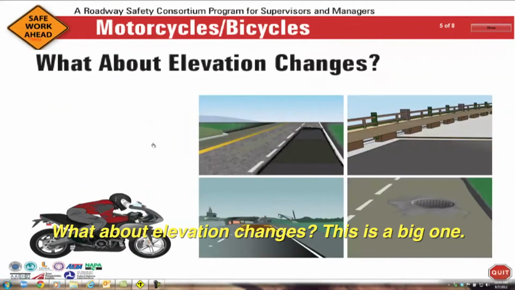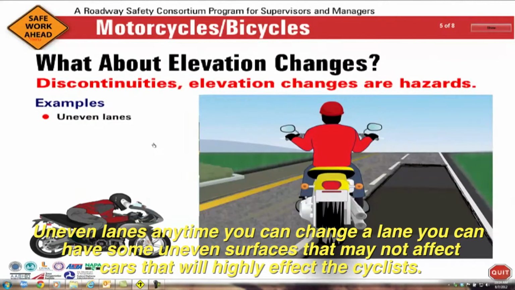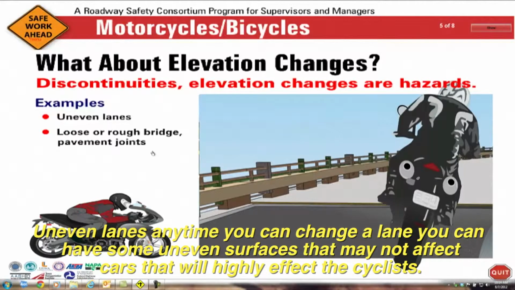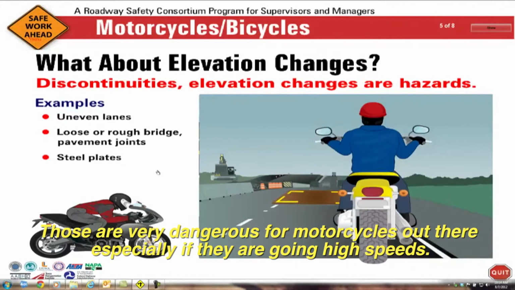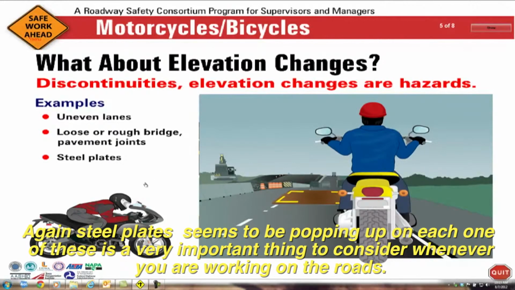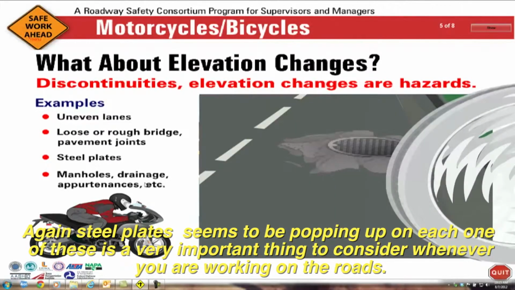What about elevation changes? This is a big one. Uneven lanes. Anytime you can change the lanes, you can have some uneven surfaces that may not affect cars but will highly affect cyclists. Loose or rough bridge pavement joints. We've all gone across bridges where we can feel those changes. Those are very dangerous for motorcyclists out there, especially if they're going high speeds. Again, steel plates seem to be popping up on each one of these. This is a very important thing to consider whenever you're working on the roads.